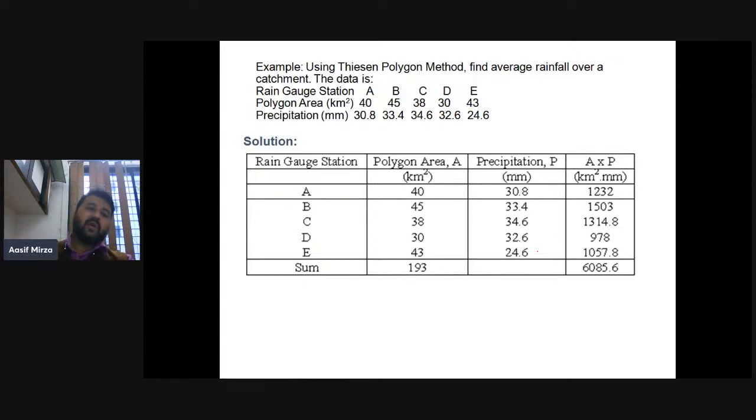So in the solution, we have to prepare a table in which the first column consists of rain gauge stations A, B, C, D, E. Then the second column consists of polygon area in kilometer square. Then precipitation in mm, and then A into P, because in the equation we have sum of A into P divided by sum of A.